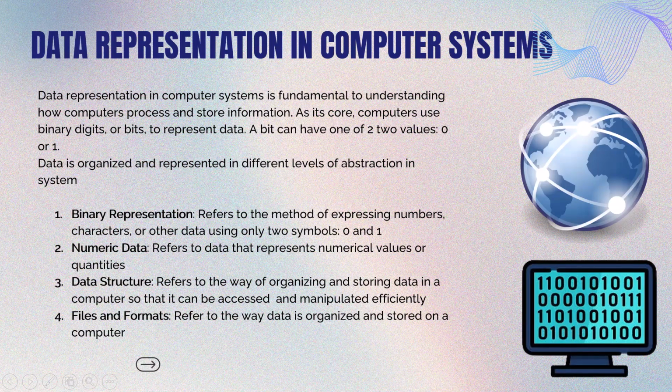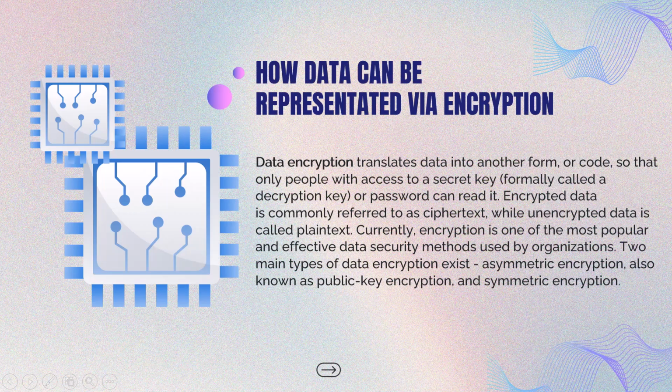First, binary representation refers to the method of expressing numbers, characters, or other data using only two symbols, 0 and 1. Numeric data refers to data that represents numerical values or quantities. Data structure refers to the way of organizing and storing data in a computer so that it can be accessed and manipulated efficiently. Files and formats refer to the way data is organized and stored on a computer.